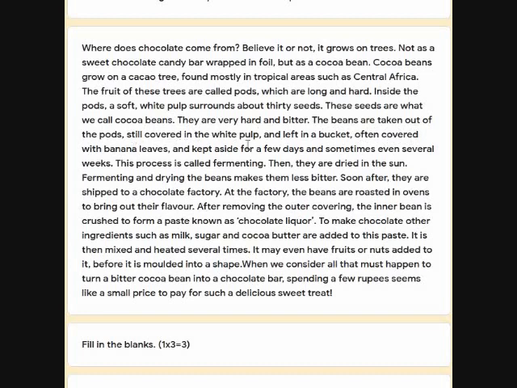This process is called fermenting. Then they are dried in the sun. Fermenting and drying the beans makes them less bitter. Soon after, they are shipped to a chocolate factory. At the factory, the beans are roasted in ovens to bring out their flavor. After removing the outer covering, the inner bean is crushed to form a paste known as chocolate liquor.